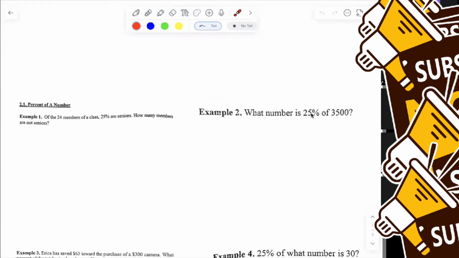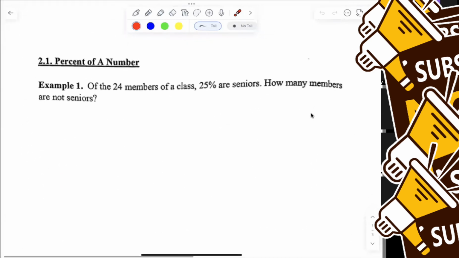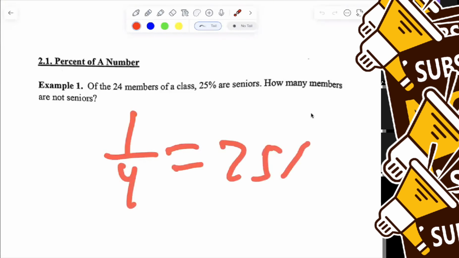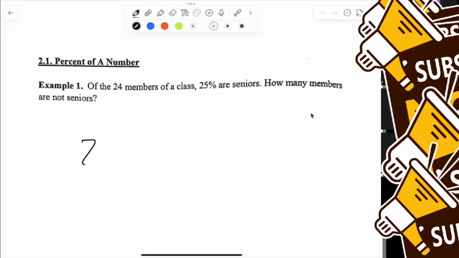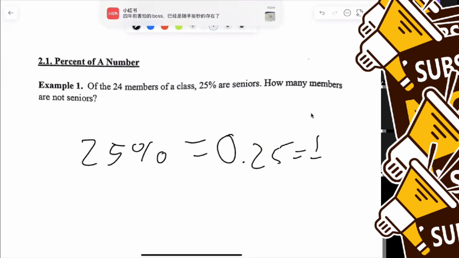Alright, let's move on to example 1. Of the 24 members in the class, 25% are seniors. How many members are not seniors? So 1/4 is equal to 25%. Let's write that down: 25% is equal to 0.25, which is equal to 1/4.